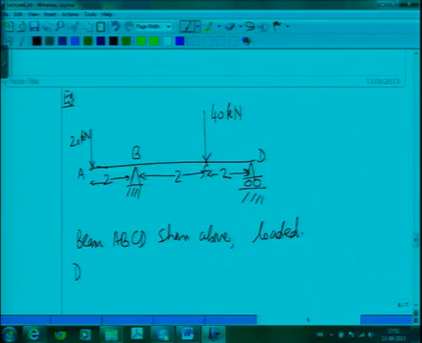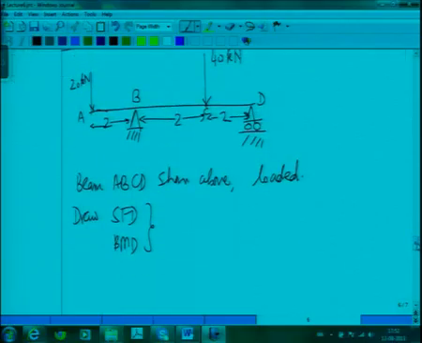And we have to draw, we use these notations SFD for shear force diagram, BMD for bending moment diagram. Okay. So, now the first thing we have to do is find the reactions at B and D. So, we draw the free body diagram.